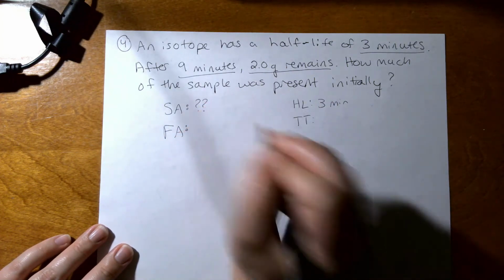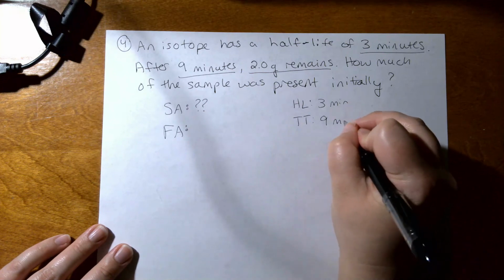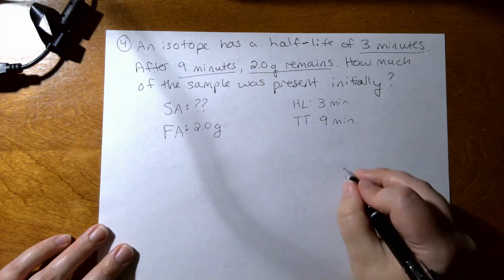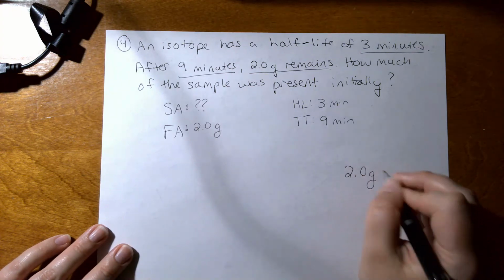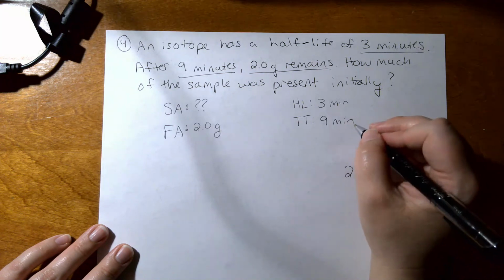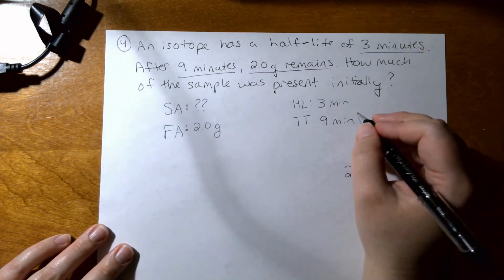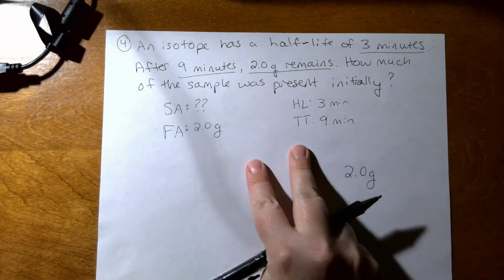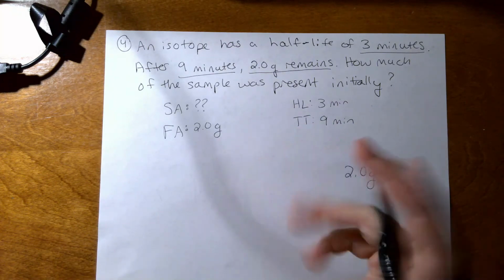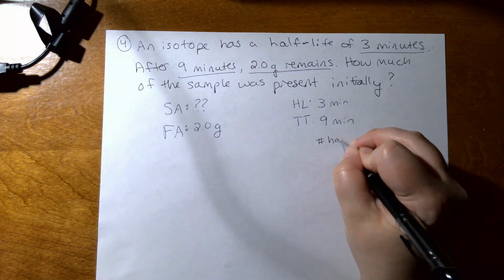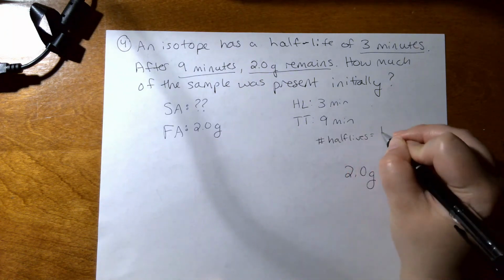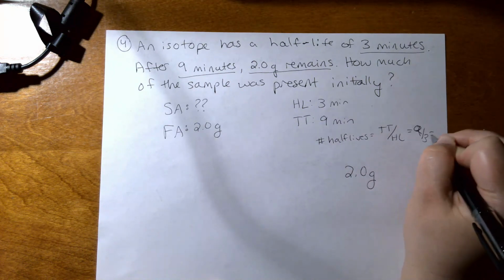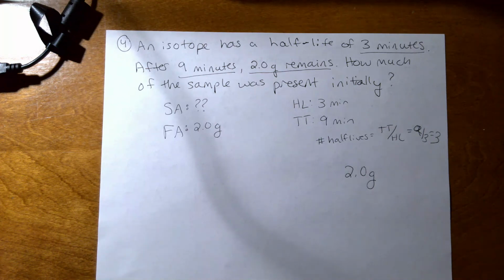So I'm trying to find my starting amount. I know that the total time is 9 minutes and that I had 2 grams at the end. Okay, so here I know how much is left at the end. Now, I have to figure out how many half-lives occur, how many arrows I need to draw. All right, so 3 minutes is 1 half-life, then 6 minutes is 2, 9 minutes is 3. Again, the number of half-lives equals total time over half-life, which equals 9 divided by 3 is 3. All right, so I need 3 arrows.